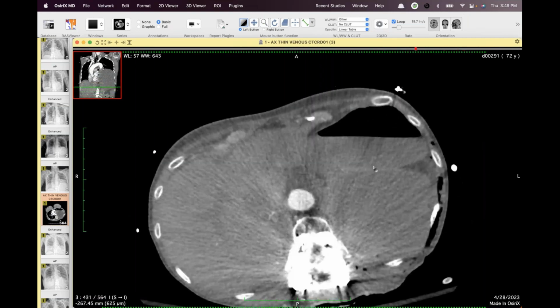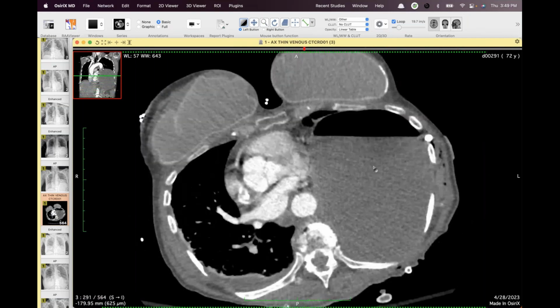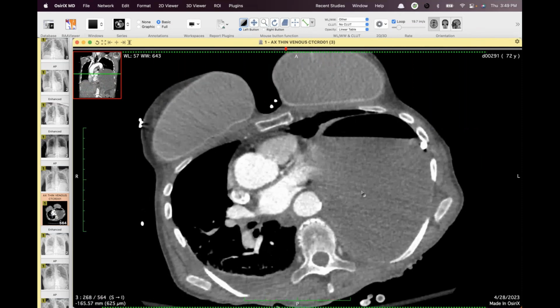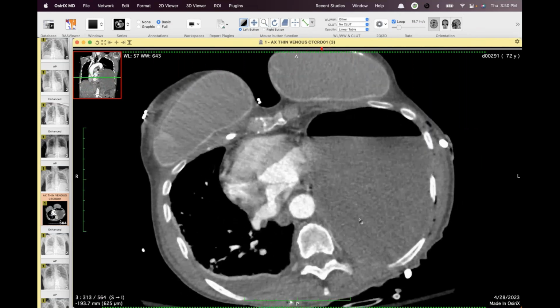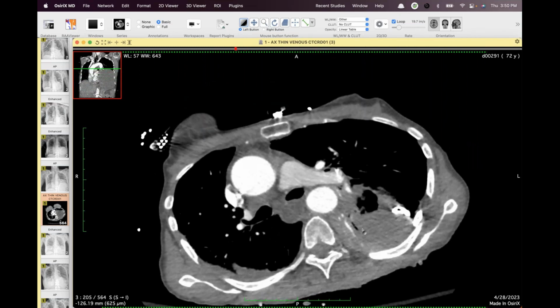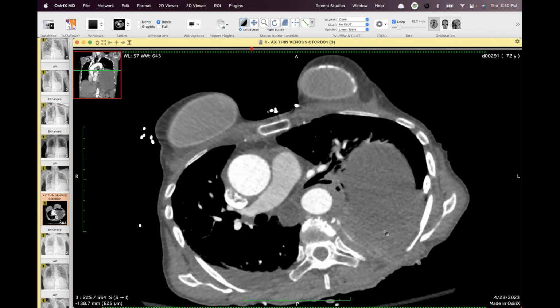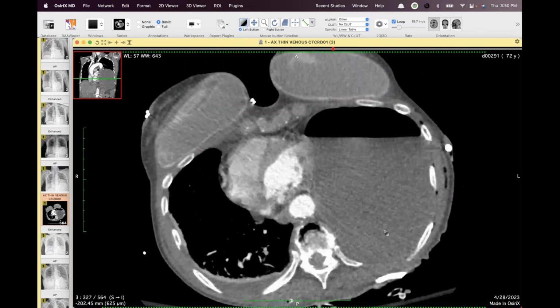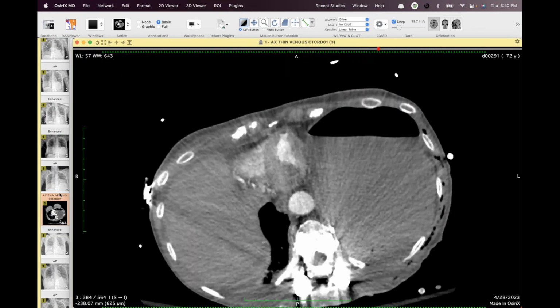Now, unfortunately, they only did the chest, but maybe I should have told them to do a full CAP. But the surgeons evaluated the patient. They were worried. They took her to the OR, and fortunately they didn't have to do a complete gastrectomy, but her stomach was ischemic. And there was a big hole in the diaphragm.